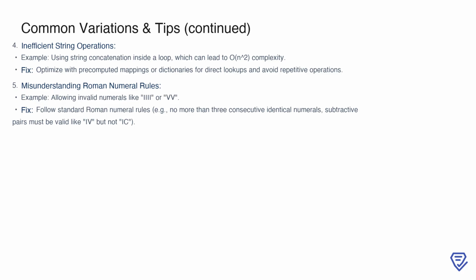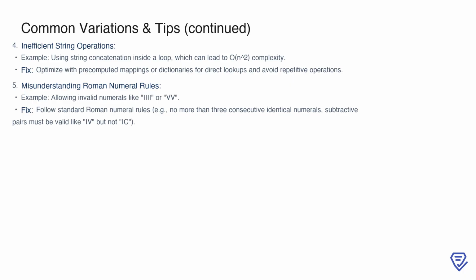Inefficient string operations can also lead to problems when converting Roman numerals. A common example is using string concatenation inside a loop, which can result in n squared complexity. Instead, you should optimize your solution by leveraging pre-computed mappings or dictionaries for direct lookups, avoiding repetitive operations.